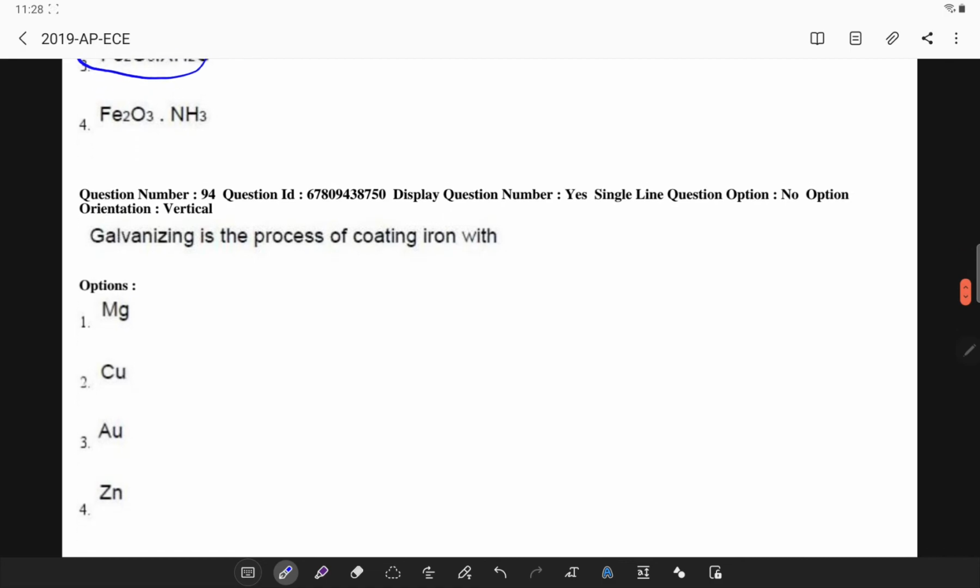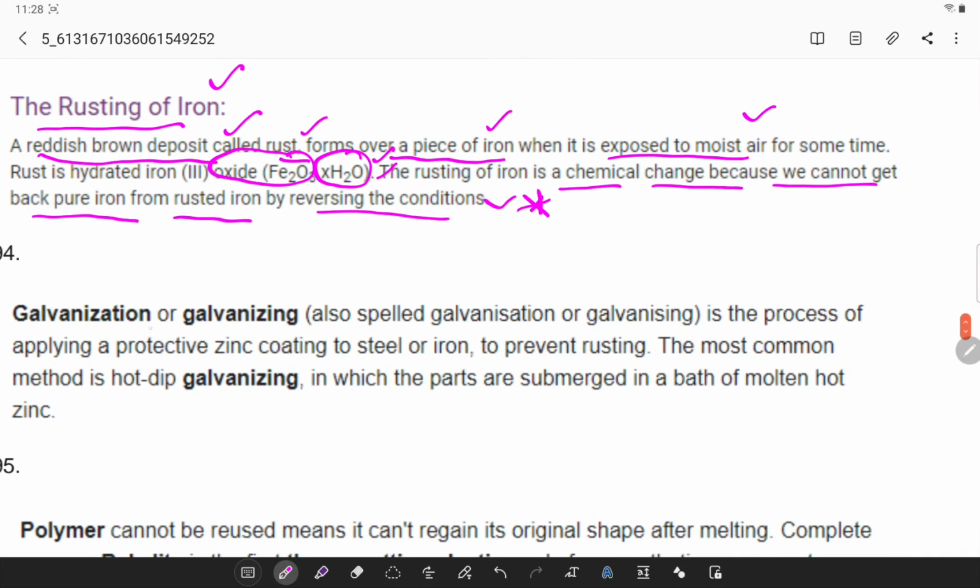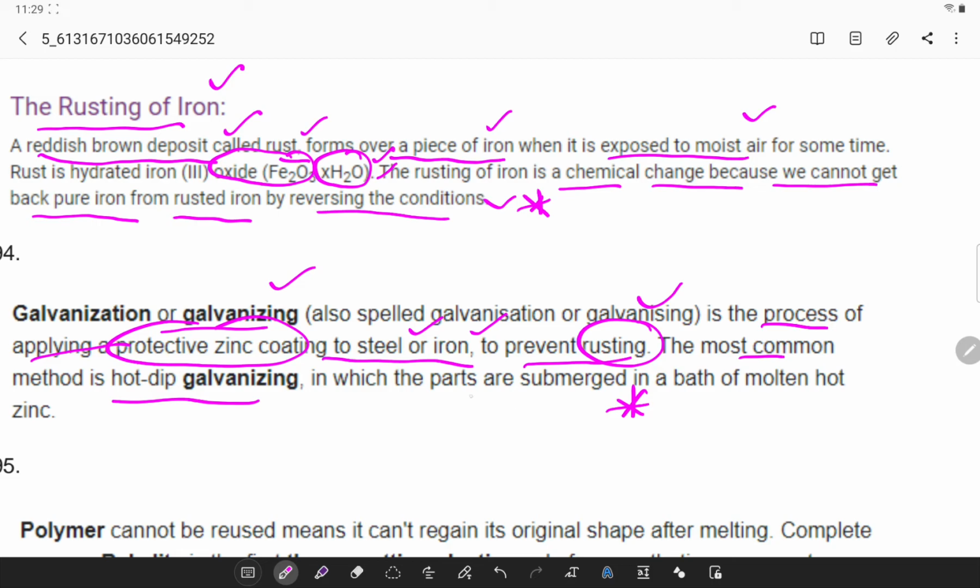So next, what exactly is galvanizing? Galvanizing is simply coating iron with zinc, which is a very standard question asked many times. It is a process of applying a protective zinc coating to steel or iron to prevent rusting. Very important. So how does this happen? By hot dipping, the parts to be galvanized are submerged in a bath of molten zinc.